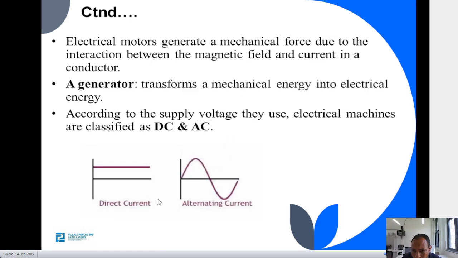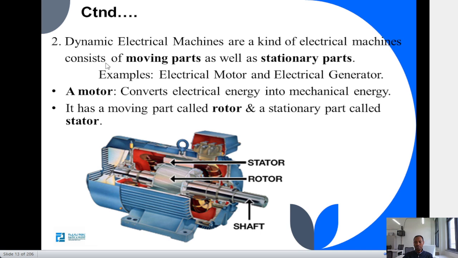And this electrical motor generates mechanical force due to the interaction between the magnetic field and current in the conductor. Like we have seen in the previous section, it operates on the principle of Faraday's laws. When we place a conductor carrying current inside the magnetic flux, the conductor will experience a force. That force makes the motor rotate.